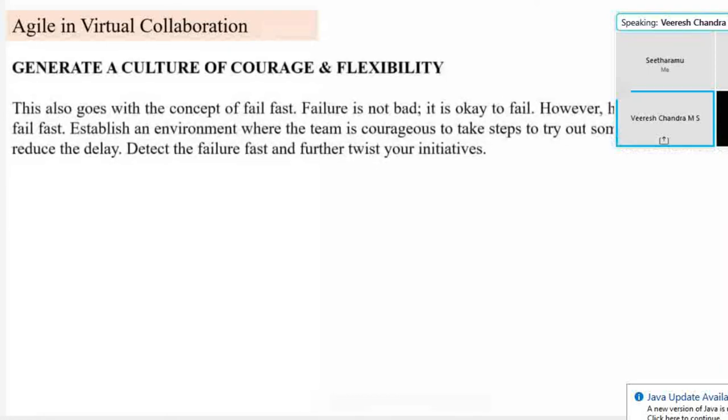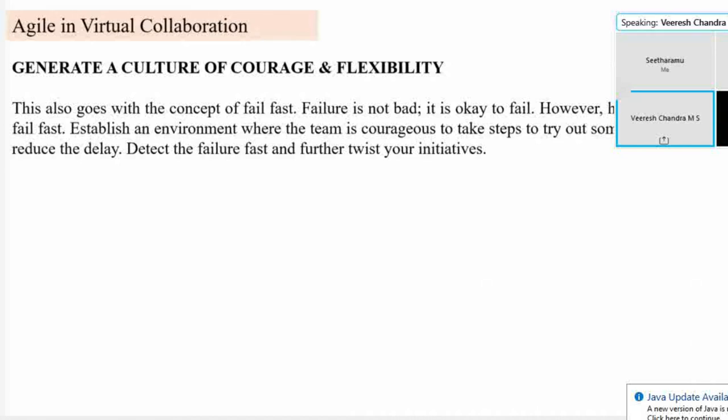Generate a culture of courage and flexibility. So I told you, while testing or building the prototype, innovations come in handy. We will think about innovations. What exactly will be the solution? How can I implement this solution? Is this solution adaptable? I don't know whether it is adaptable or not.